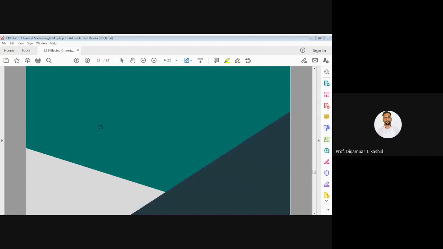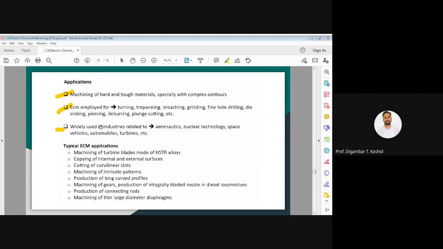Now come to the main point, that is application. The question arises: what are the applications of this ECM process? The first application is machining very hard metals and high strength temperature resistant metals. The machining of hard and tough materials, especially with complex contours, you can do with the ECM technique.